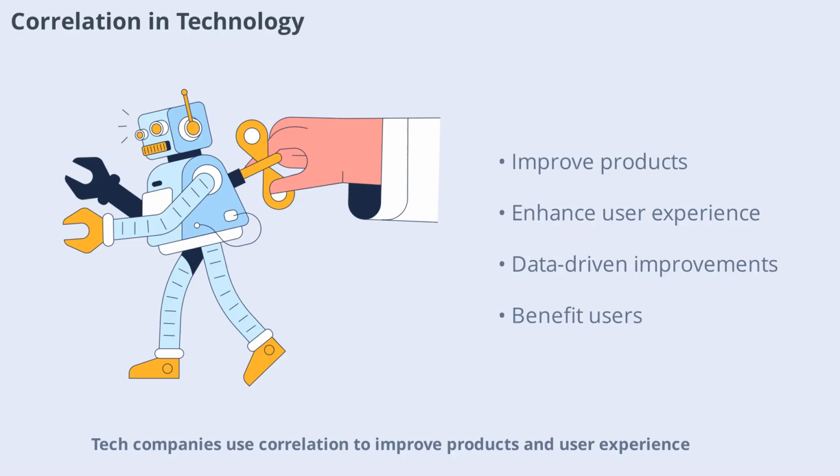Tech companies use correlation to improve products and user experience. For example, they might analyze the relationship between app usage and customer satisfaction. By understanding these links, they can make data-driven improvements that benefit users.